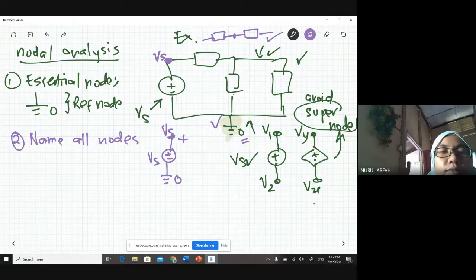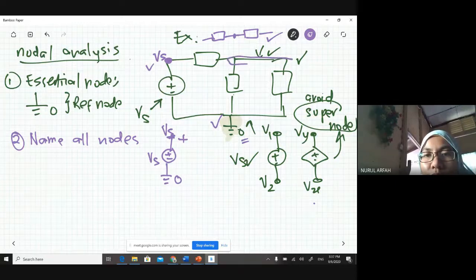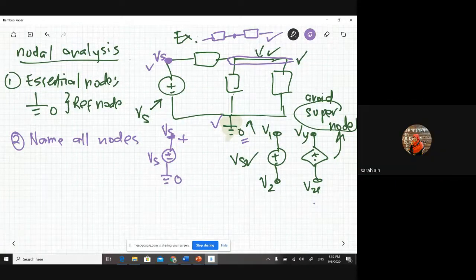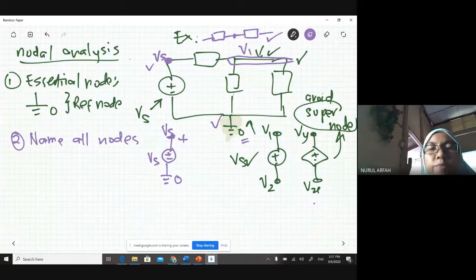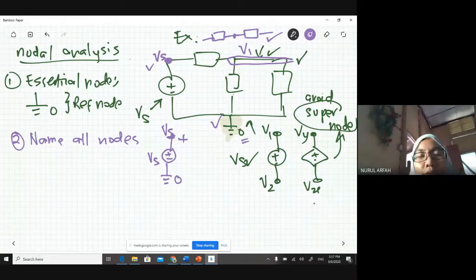Okay. Now, this is VS. Second, what is the name for this node? V1. V1 or any name, right? You name it. So this is V1.